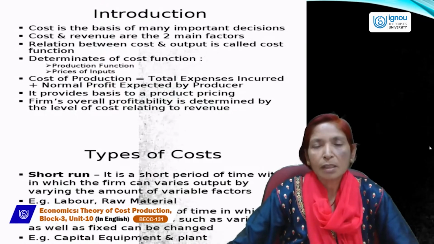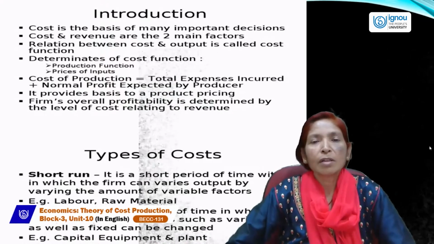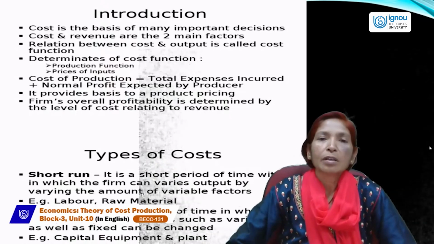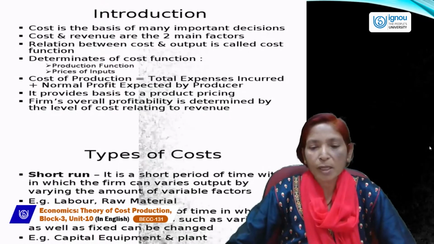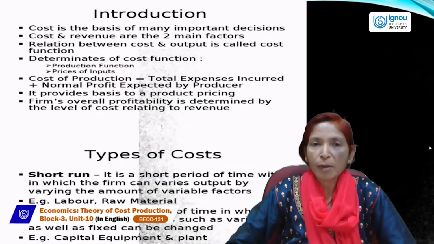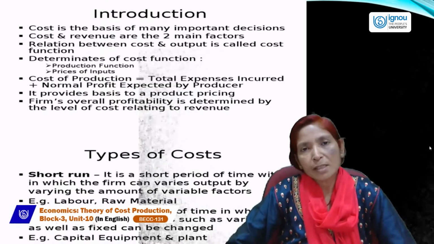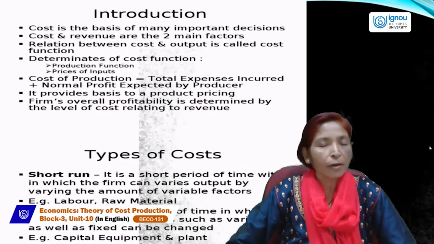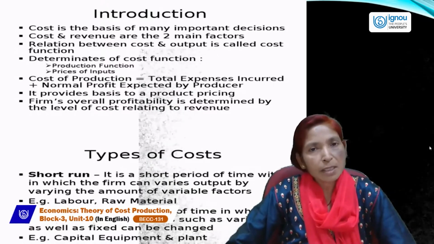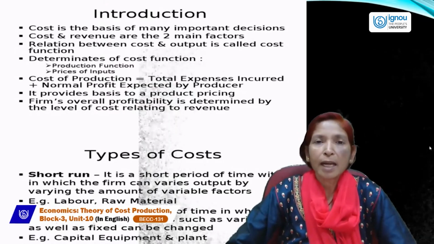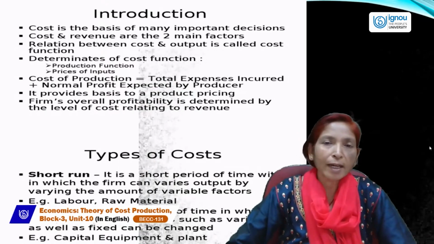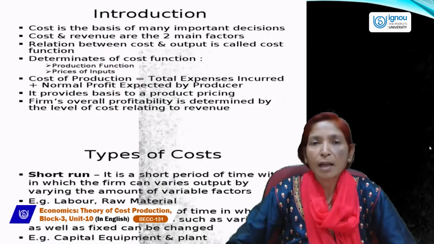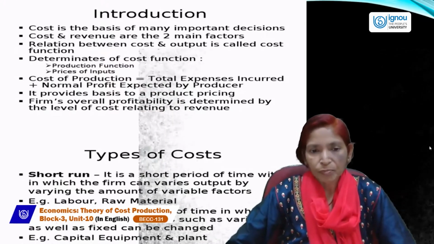In the long run, there is no factor that is called fixed. So the long run is a time period in which the quantity of all factors of production, such as all variable factors as well as fixed factors, can all be changed. For example, capital equipment, plant, land, buildings, etc. All factors can change or vary according to the desired level of output.